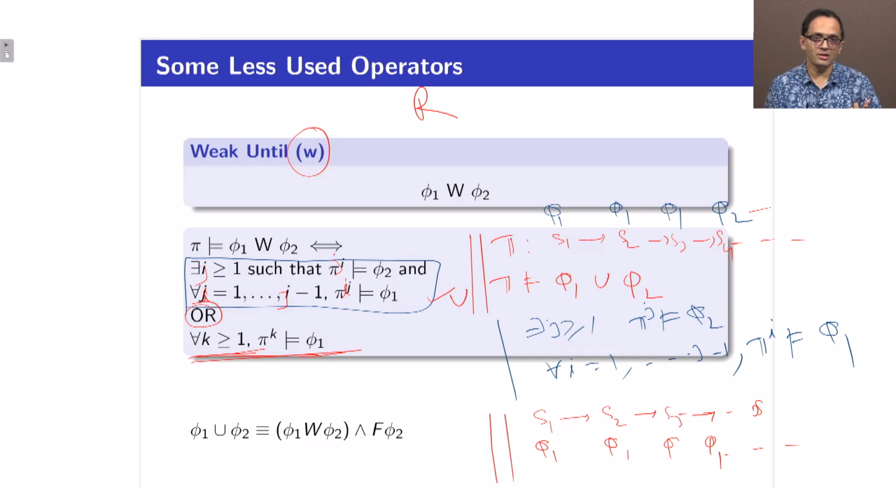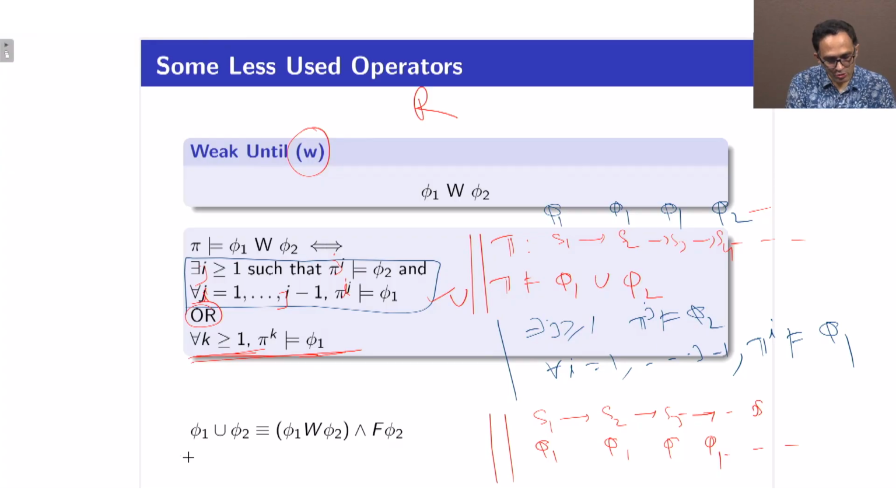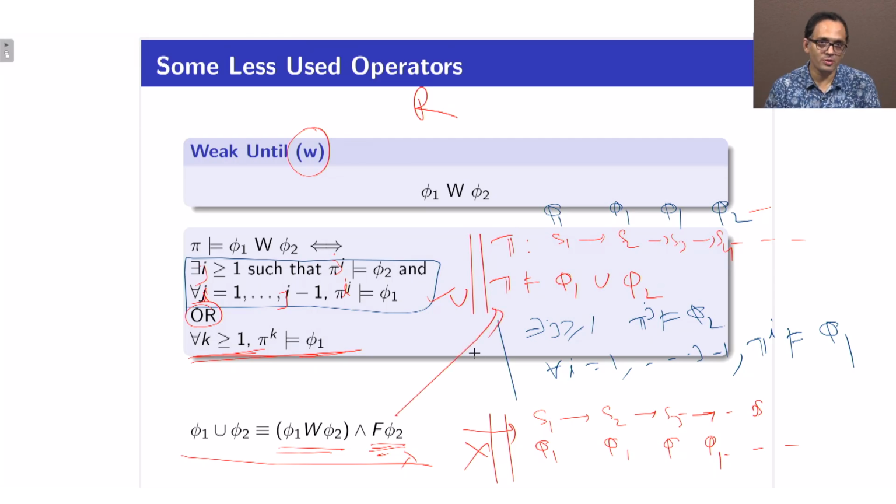For the until operator, you have to have some state in the future where phi 2 holds. If phi 1 keeps holding, I will not say this path satisfies phi 1 until phi 2. But in weak until, either phi 1 holds until phi 2 holds, or only phi 1 keeps holding. So what is the equivalence? Phi 1 until phi 2 is weak until plus the requirement that phi 2 has to hold in the future. This excludes the scenario where only phi 1 holds, so only the until scenario happens. This equivalence is well understood.